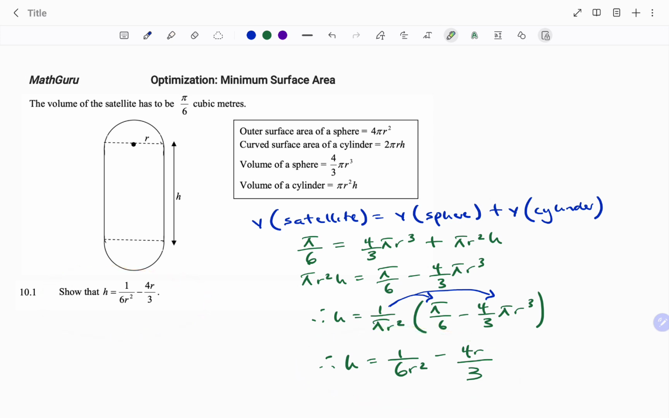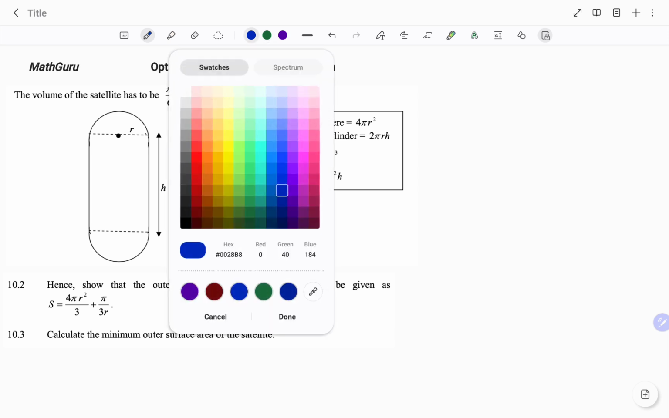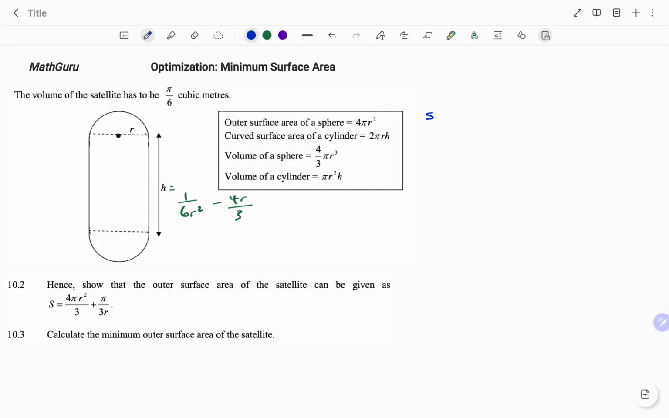Let's look at the second part of the question, which says, hence, show that the outer surface area of the satellite can be given as S equals 4 pi r squared over 3 plus pi over 3r. Note that from the first part of the question, we've found the value of h to be 1 over 6r squared minus 4r over 3. To calculate the surface area of the satellite, I'll call that SA, it equals the surface area of the sphere plus the surface area of the curved side of the cylinder.